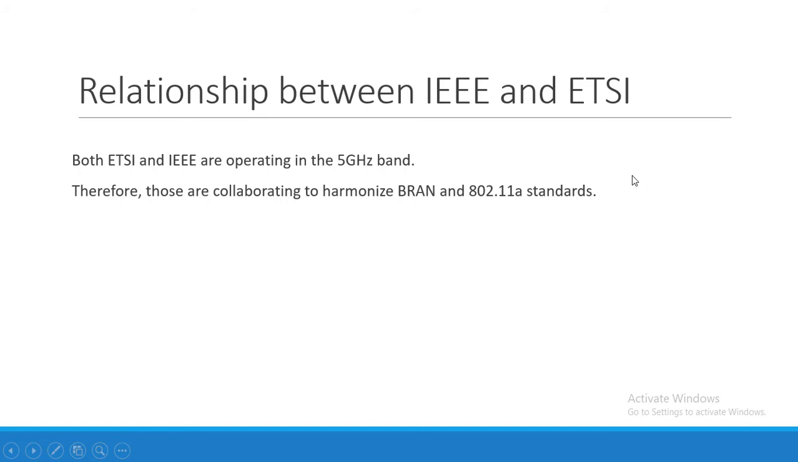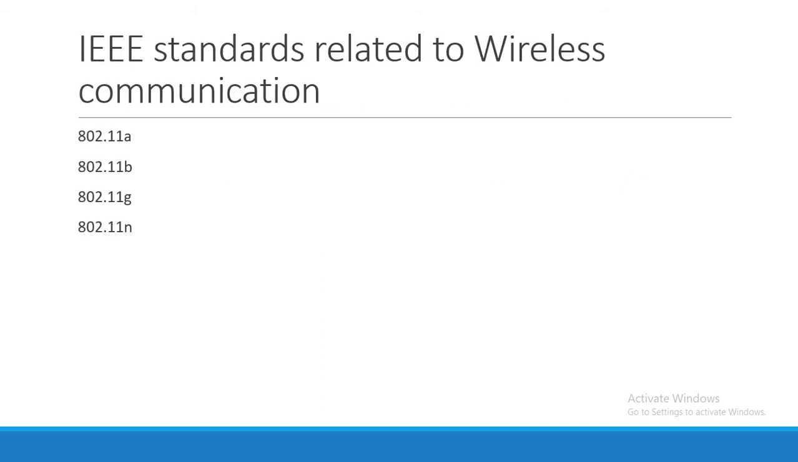Here in this slide, I'm going to explain the relationship between IEEE and ETSI. Both ETSI and IEEE are operating in a 5 GHz band. Therefore, they are collaborating to harmonize standards. Now let's see IEEE standards related to wireless communication. 802.11a, 802.11b, 802.11g, and 802.11n are IEEE standards related to wireless communication. Among them, 802.11n is the latest standard which has been introduced. Okay, let's move to the next slide.